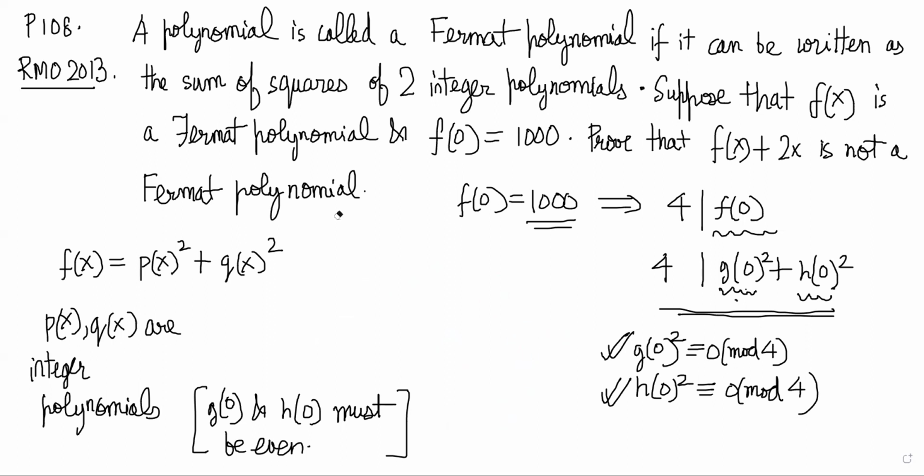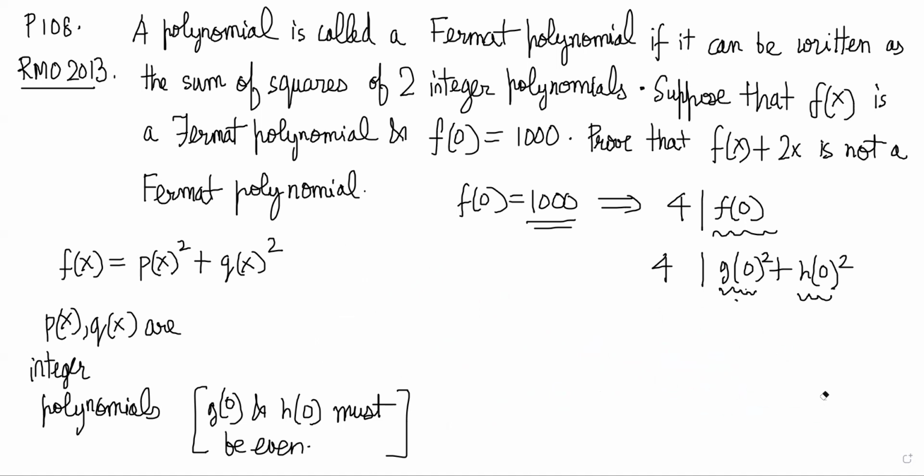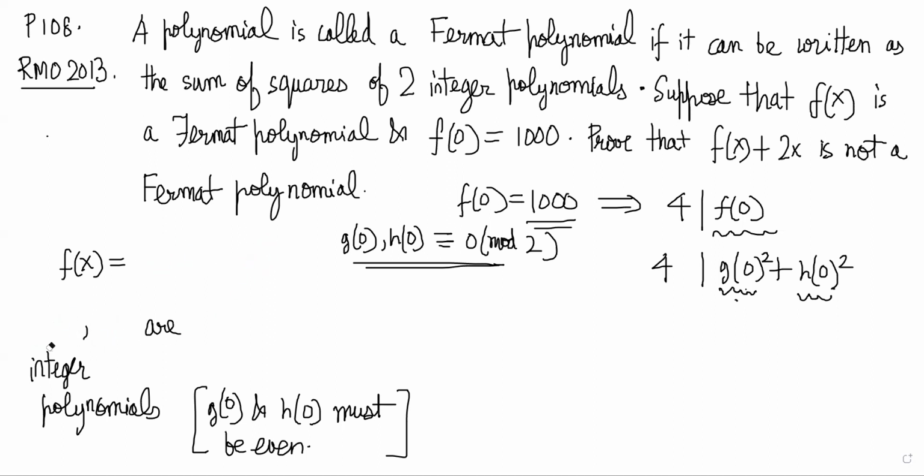So from the data here, f of 0 is 1000. We have figured out that the constant terms of the g of x and the h of x polynomial are divisible by 2. Okay. Now let's focus our attention on the... I am writing g and h here. I made a mistake. I should have written p and q, or I will just correct this. This is g of x square plus h of x square.